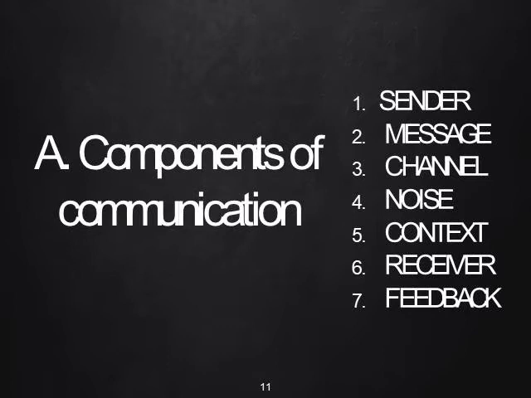Number 2, we have the message. The message or the content is the information that the sender wants to relay to the receiver. It is relayed between the parties. Put all together, and you have the communication process at its most basic: sender, message, and receiver.